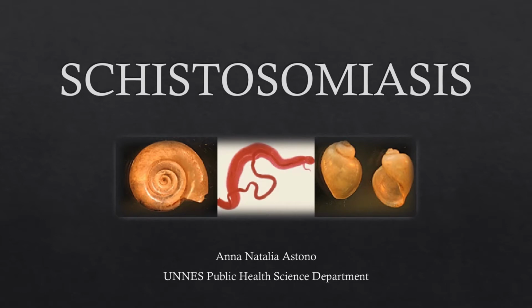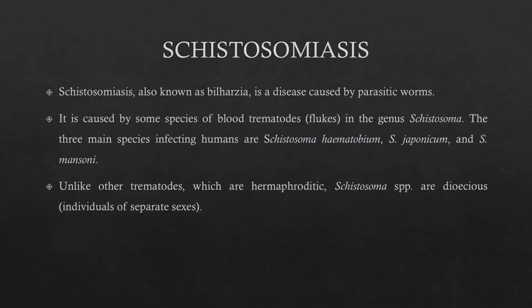In this video, I would like to explain about helminth zoonosis, about schistosomiasis. Schistosomiasis, or bilharzia, is a disease caused by parasitic worms. It is caused by some species of blood trematodes or flukes in the genus of Schistosoma. The three main species infecting humans are Schistosoma haematobium, S. japonicum, and S. mansoni. Unlike other trematodes which are hermaphroditic, Schistosoma species are dioecious, which is individuals of separate sexes.